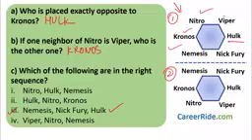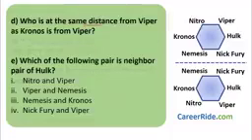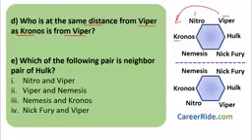Moving to other questions related to this seating arrangement. Who is at the same distance from Viper as Kronos is from Viper? This is Viper, this is Kronos. Kronos is how much distance? 1, 2 from Viper. Again, same distance from Viper, 1, 2. So we cannot go this side, we have to go this side. Okay, 1 and 2. Answer is Nick Fury.